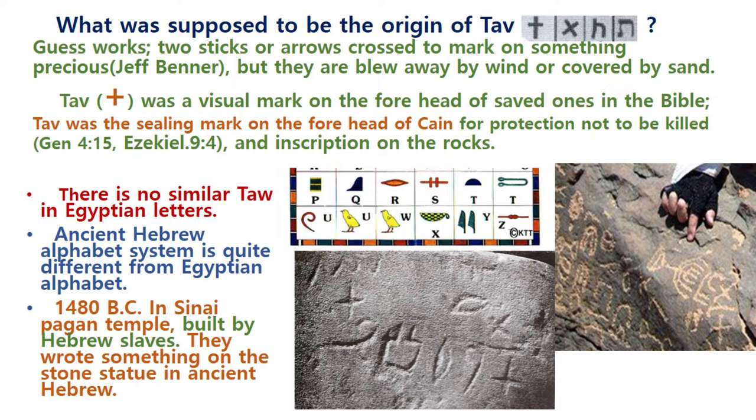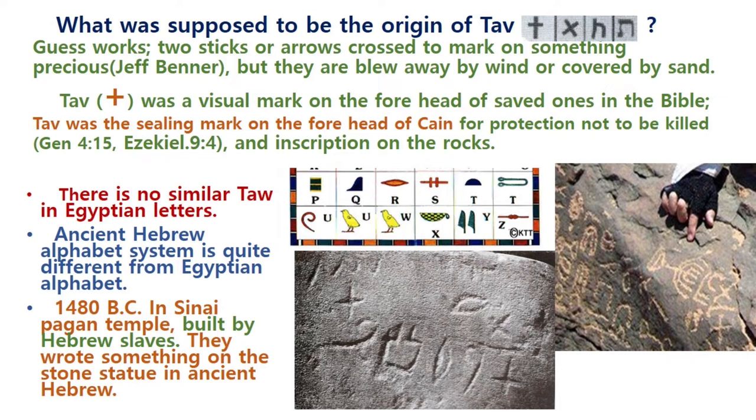That's guesswork. There's no clear-cut explanation in the Bible. Someone guessed in this way: two sticks or two arrows crossed to mark something precious, for example, a grave. It's a probable guess. But when you put two sticks to mark something precious in the wilderness, on the dry land, they are easily blown away by wind, or they are covered by sand or dust.